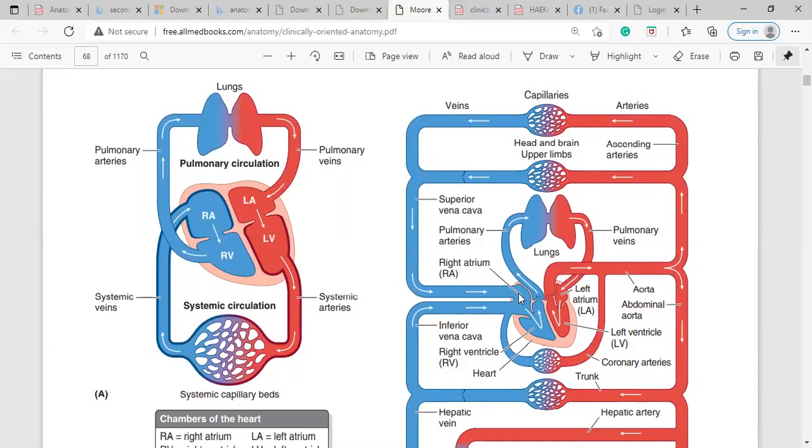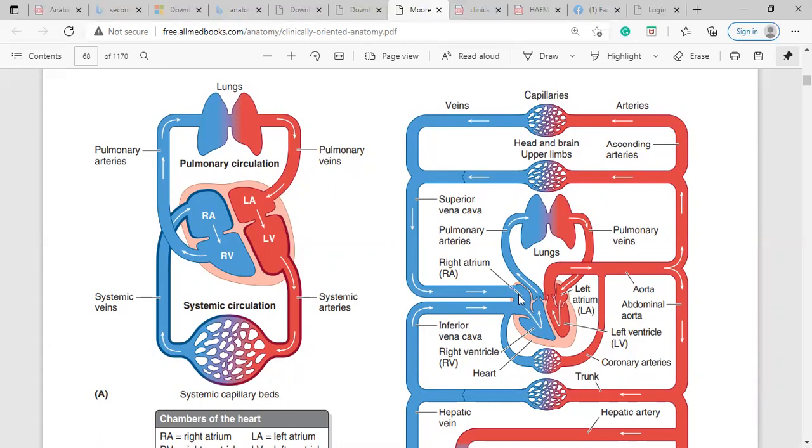At this point, this is the right atrium, and this is the right ventricle. This is the left atrium and the left ventricle. Now, used blood, the blue part, deoxygenated blood, is coming from different parts of the body, and it joins the inferior vena cava and the superior vena cava, and the blood enters the right atrium.